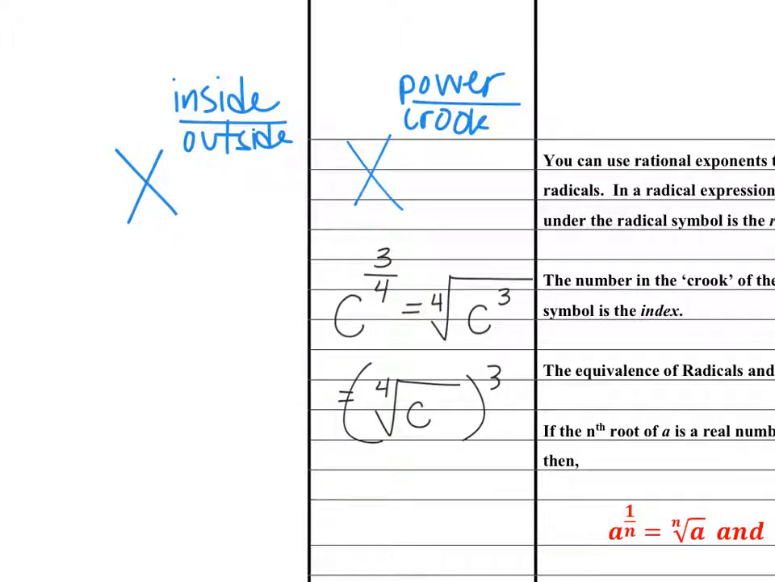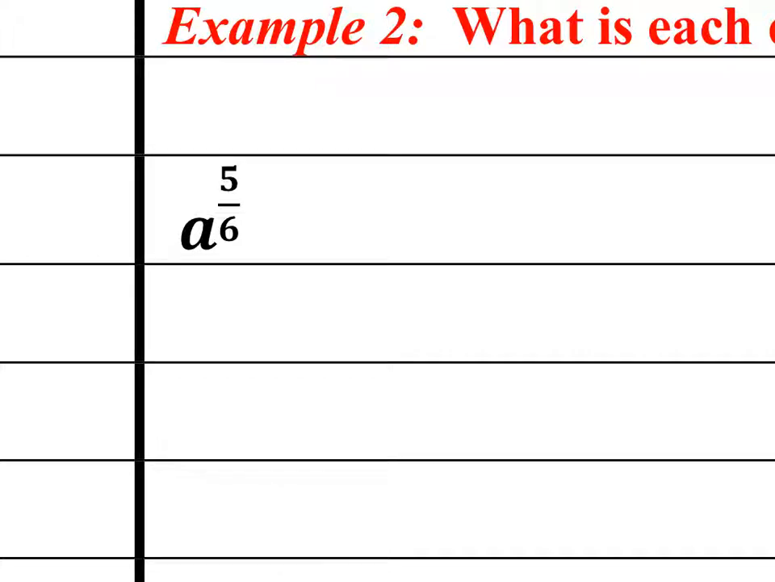Crook, what a fun word. Looking at this, it's a to the 5/6. So what root are we going to use? The 6th root. Yep, because if that 5 wasn't there, it'd be 1/6, and so it's going to be the 6th root. So I know right away that it's going to be a to the 6th root, or the 6th root of a. And then 5 is the power.